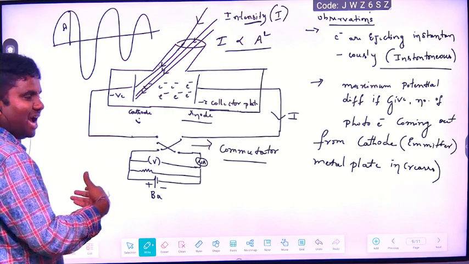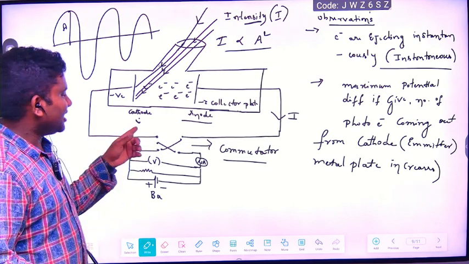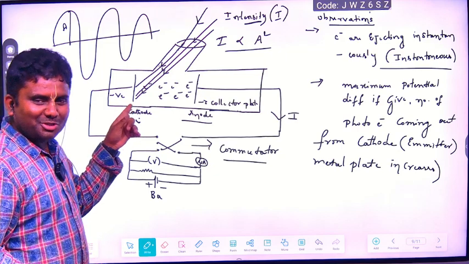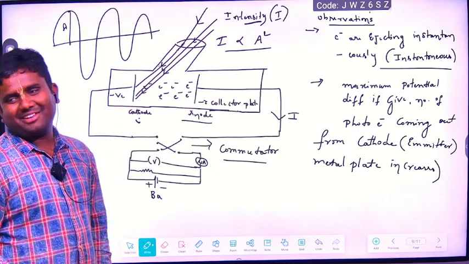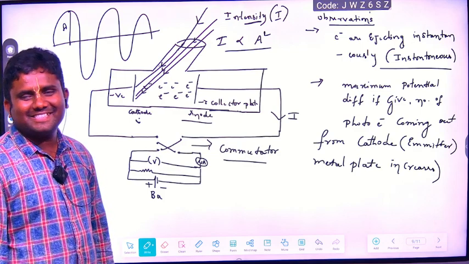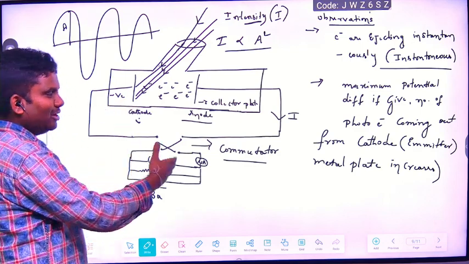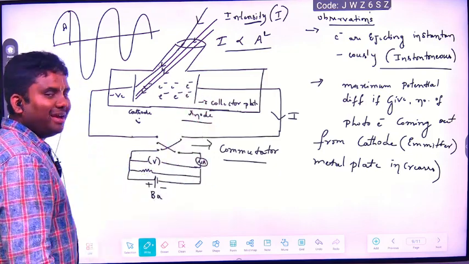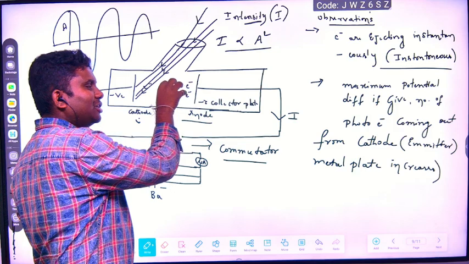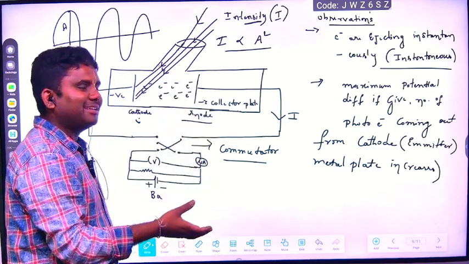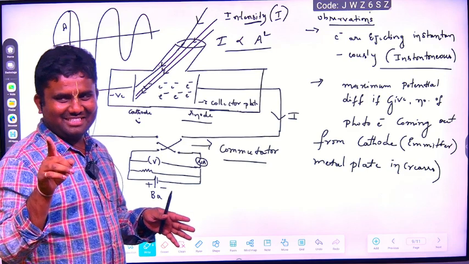Now, as I go on increasing the reverse potential, I will start applying positive potential to the cathode and negative potential to the anode. Now what happens? If you apply negative potential to the anode, the electrons which are coming towards the collector plate are repelled. Correct, right?